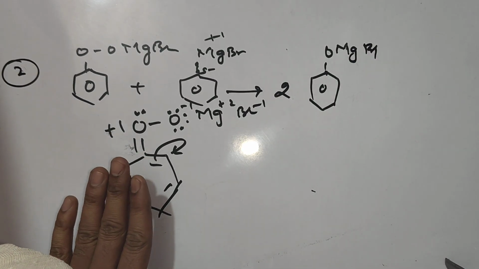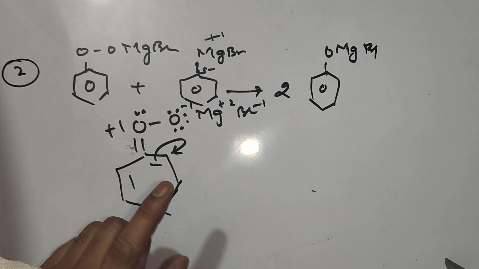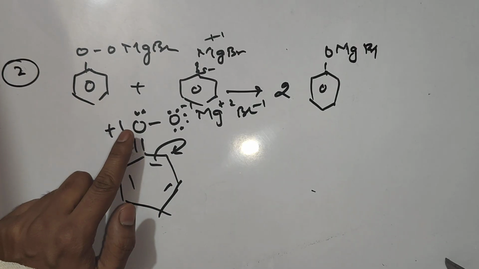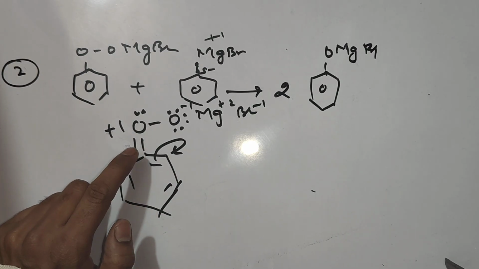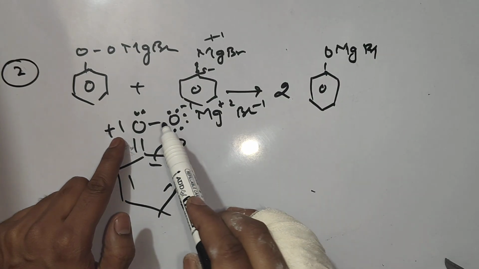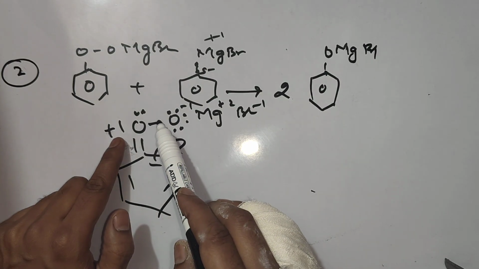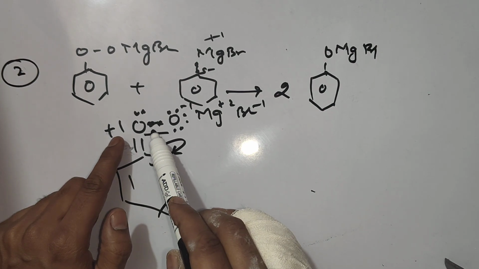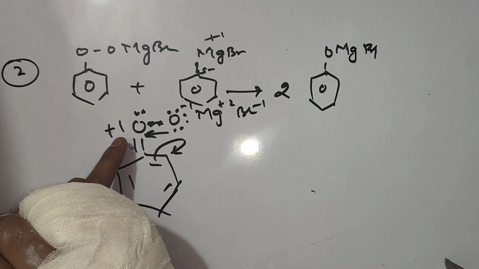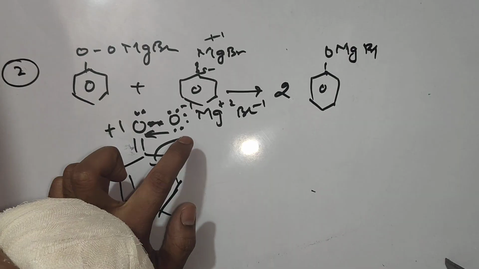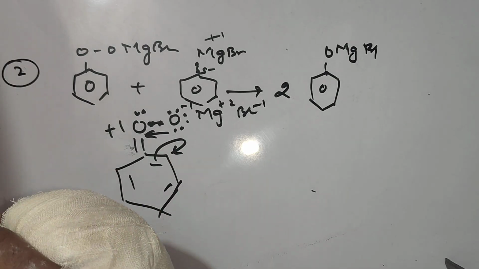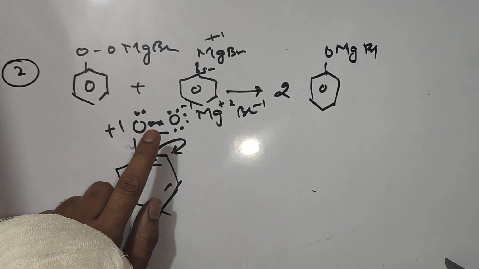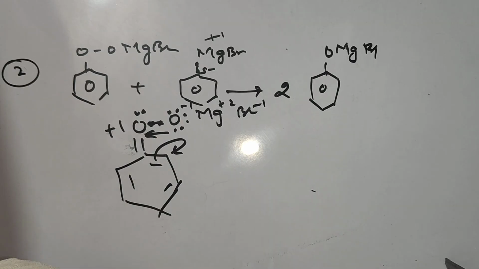I have not drawn all the resonating structures, please draw them yourself. The main point I am telling is that this oxygen will carry a +1 charge due to resonance. As it is carrying a +1 charge, what will happen? It will start attracting electrons from this side, making this oxygen electron deficient. This is the main point.